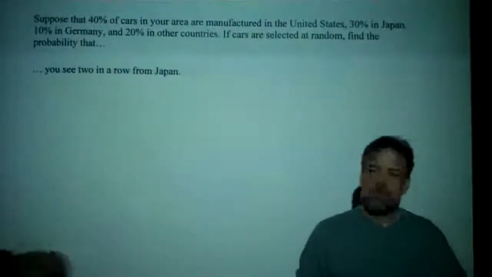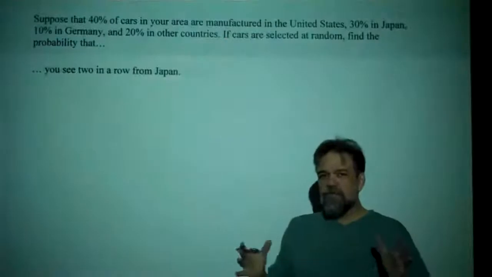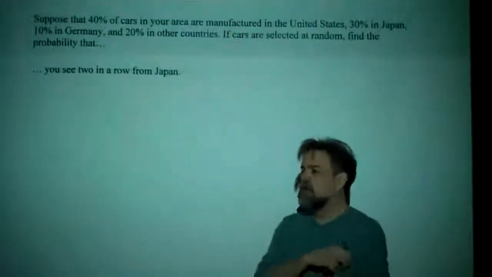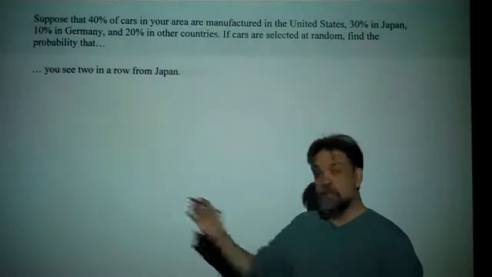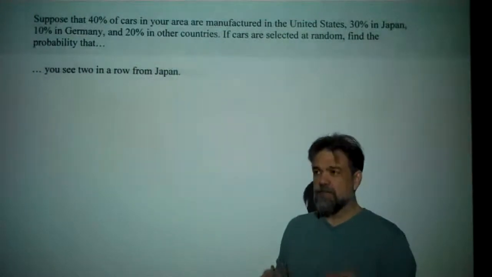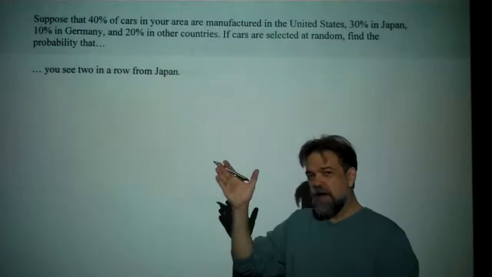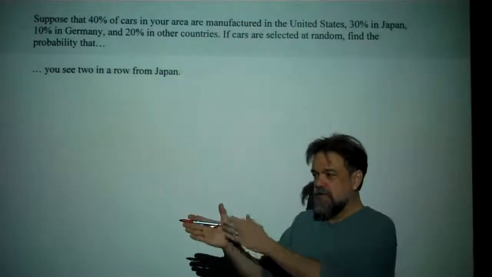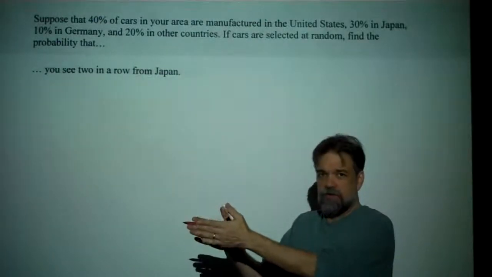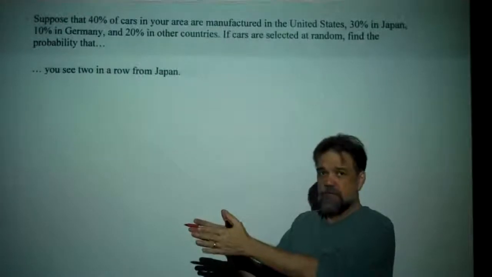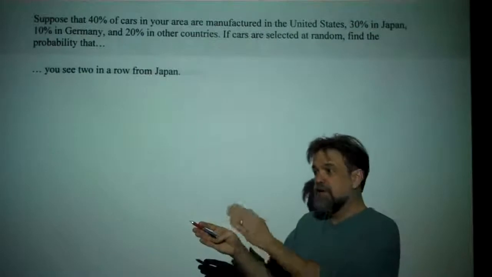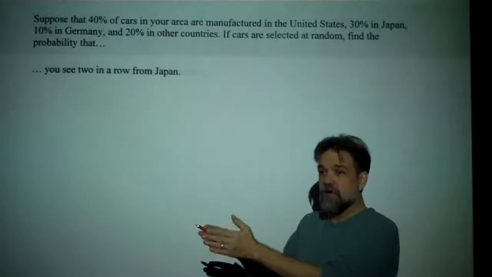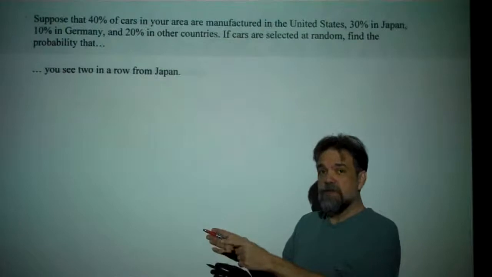You see two in a row from Japan. Okay, so this time I'm walking along a huge car lot, and I look at a couple of cars, and what I see is they're both Japanese. Now, let's think for a second. Is the fact that the first car is from Japan, does that affect where the car is that's next to it? I would say no. If the origin of the first car does not affect the origin of the second car, that means they're independent events.